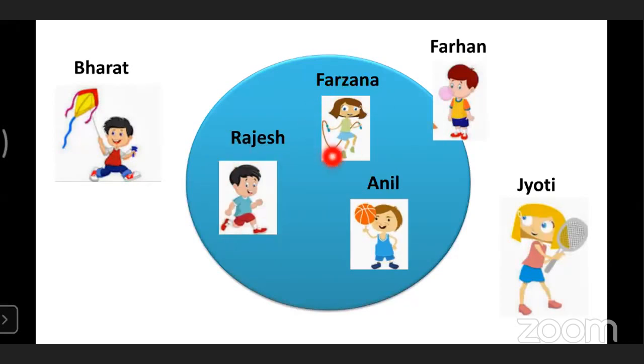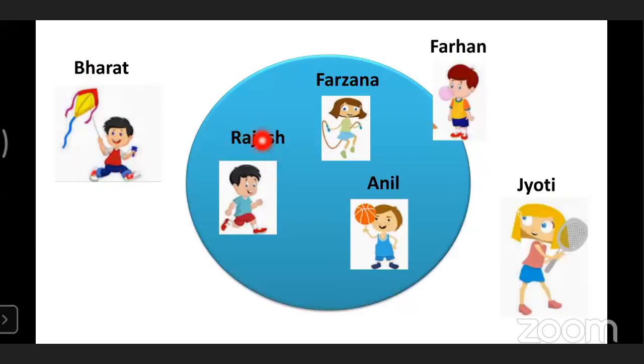Who is she? She is Farzana. She is also playing inside the circle. And who is this? He is Anil. Yes, these are all your friends. They are playing inside the circle. Now just observe who he is. Bharat. Yes, Bharat. But he is outside of the circle, right?